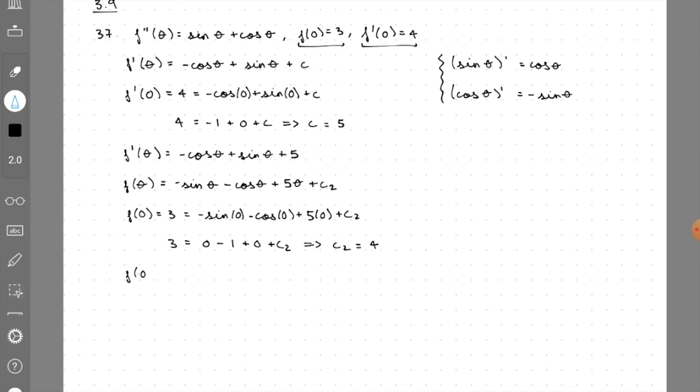So we're done. f of theta is going to be negative sine theta minus cosine of theta plus 5 theta, and then c2 is going to be just 4. And this is going to be your final answer, and you're done.